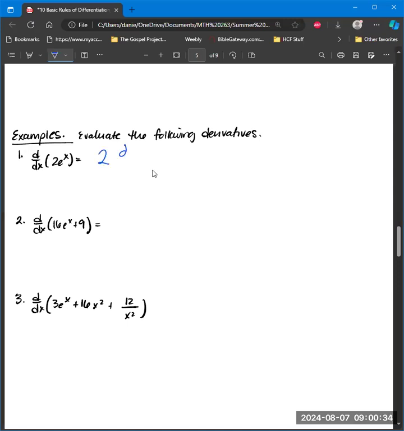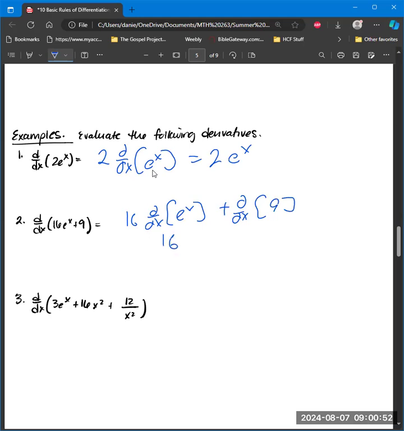All right, so 2 times the derivative with respect to x of e to the x is equal to 2e to the x, and nothing changed. This is going to be 16 times the derivative with respect to x of e to the x plus the derivative with respect to x of 9, which is 16e to the x plus 0, or 16e to the x.